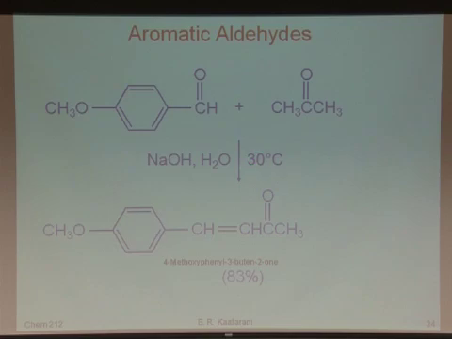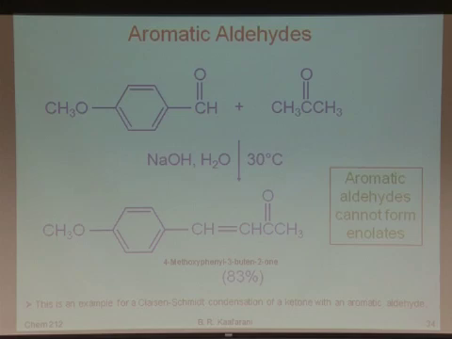Even at room temperature, even at 30 degrees, which is close to room temperature, you will definitely get elimination in this example. Why? Why do you think? Extended conjugation. You have the double bond in conjugation not only with the carbonyl but also with the benzene ring. So you have such extended conjugation that such elimination will occur even at low temperature or at room temperature. Aromatic aldehydes cannot form enolates. This is an example of what's called the Claisen-Schmidt condensation of a ketone with an aromatic aldehyde.